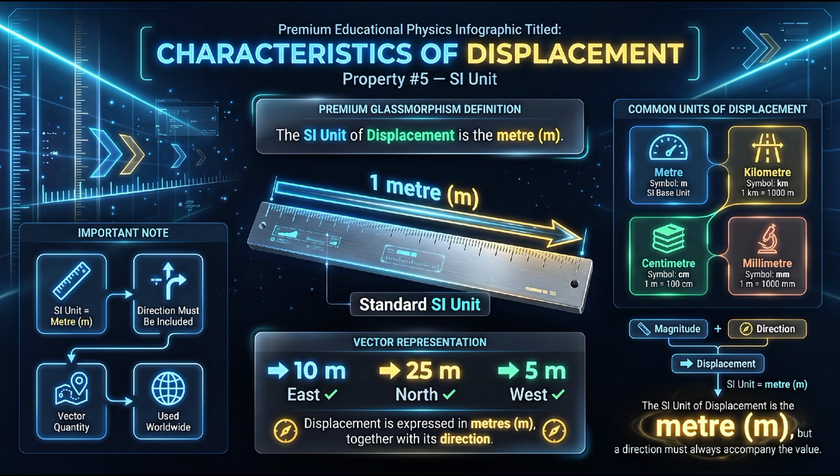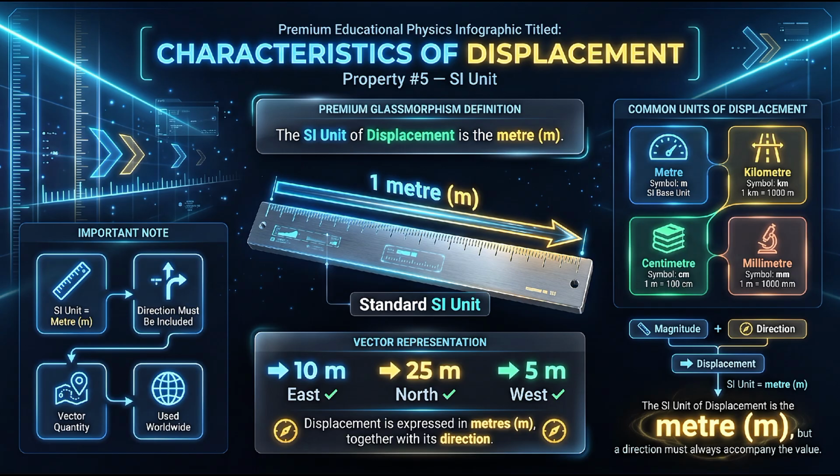Scientists, engineers, architects, surveyors, and navigation systems all use SI units because they provide a common international standard, whether measurements are taken in Pakistan, Japan, Germany, or any other country. Using SI units ensures that everyone understands the values in exactly the same way. A simple way to remember this concept is that the SI unit of displacement is the metre. But unlike distance, displacement must always include a direction.